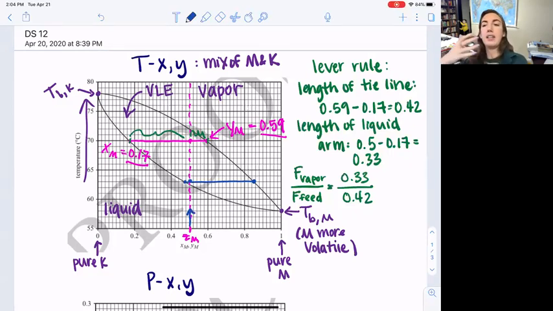So that kind of intuitively makes sense to me, is that if my M is more volatile and I have this mixture and I'm just saying, what's the very first bubble that's going to come out of that liquid? What's its composition going to be? Well, it's going to be mostly M. That sort of feels intuitive to me.